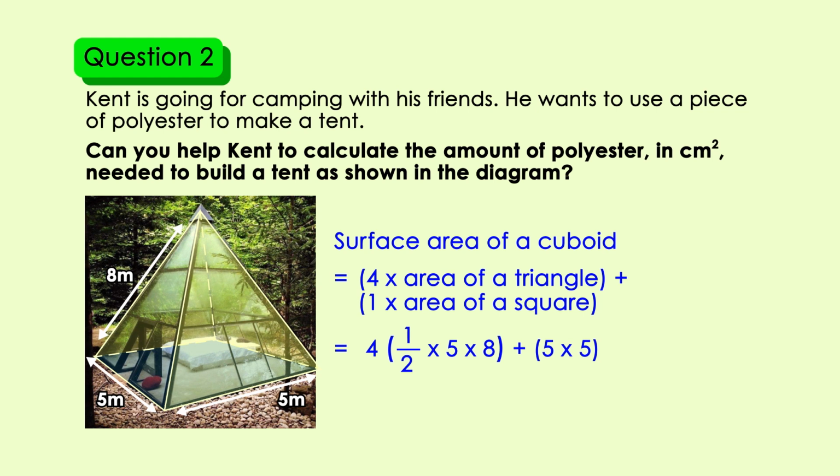4 multiplied by 1 over 2 times 5 times 8 equals 80, and 5 times 5 equals 25. What is your answer? Good job! The amount of polyester needed to build this tent is 105 square meters.